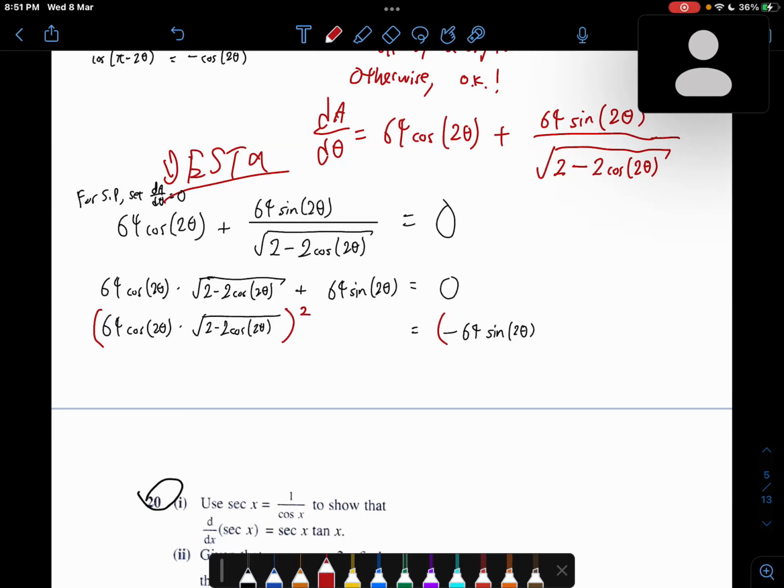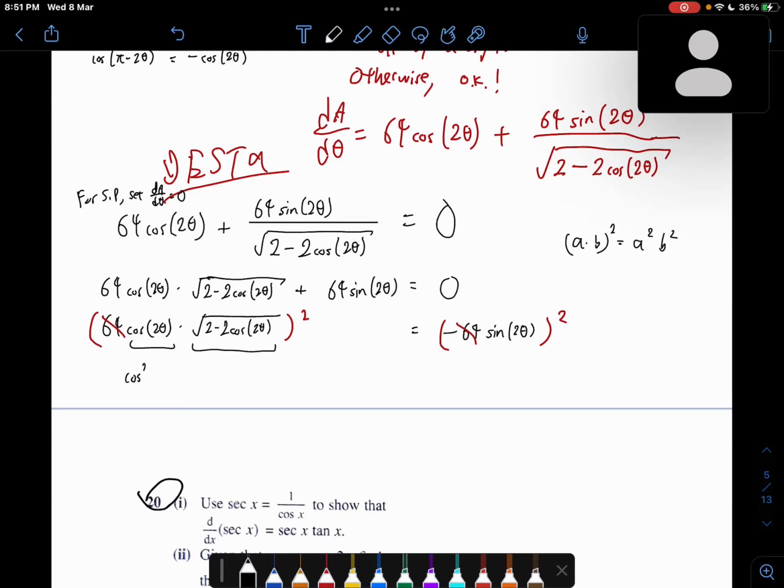Actually, before that, I noticed something else. I can cancel out the 64 first. Then bracket square. If not, the numbers get a bit too big. So this is essentially A times B bracket square, which will be A square B square.